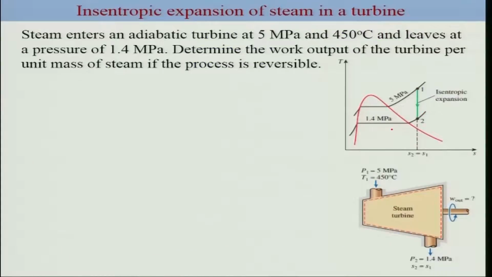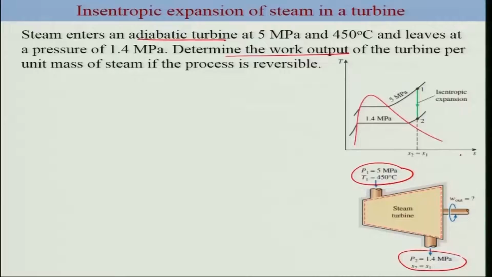Let me conclude this lecture with an example. This is an example of isentropic expansion of steam in a turbine. Here the steam enters an adiabatic turbine at 5 megapascal and a temperature of 450 degrees Celsius, and leaves at 1.4 megapascal. Considering it is an adiabatic turbine, the entropy is constant. What we need to do is determine the work output.